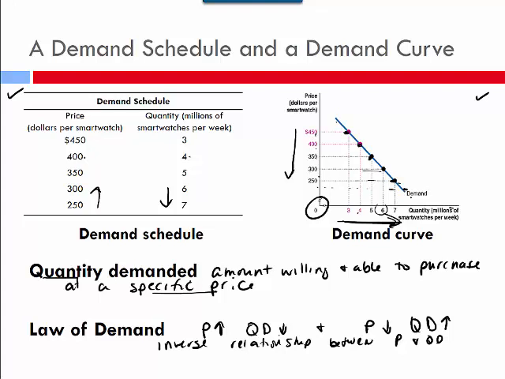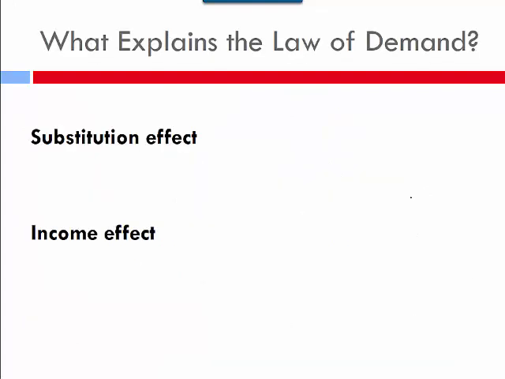Why does this happen? Well, there's a couple things, and again, as consumers, this sort of makes sense to us. One is the substitution effect, which says if the price of something goes up and your income stays the same, you will substitute a cheaper alternative. Let's say you like Pop-Tarts, but the price of Pop-Tarts goes up. So you substitute the store brand Pop-Tarts.